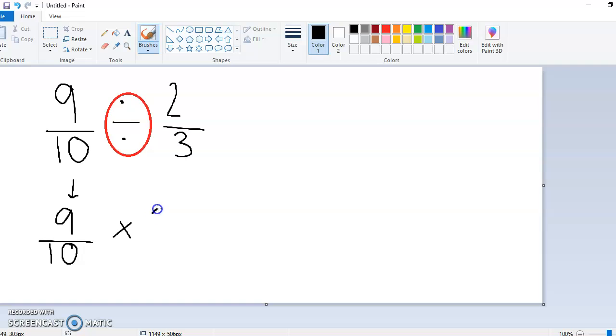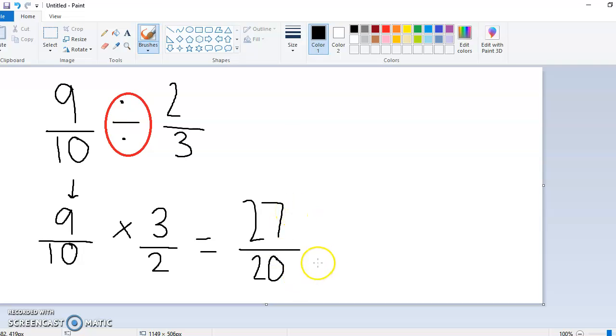So 2/3 then becomes 3/2. So then I will multiply, and 9 times 3 is 27. And 10 times 2 is 20. Now, could you say you're finished? Sure, but when you're solving these problems, we don't want to leave them as improper fractions.